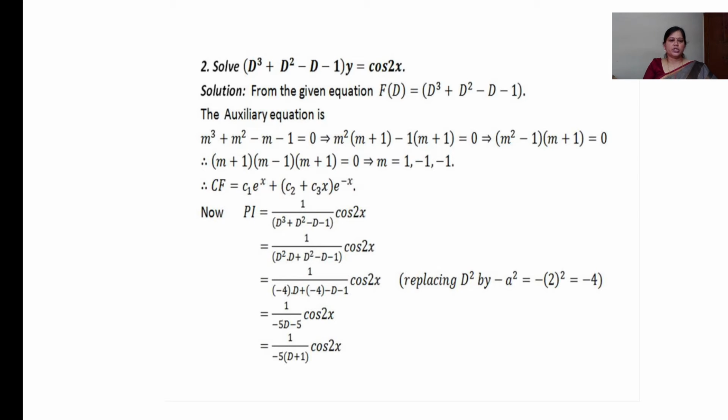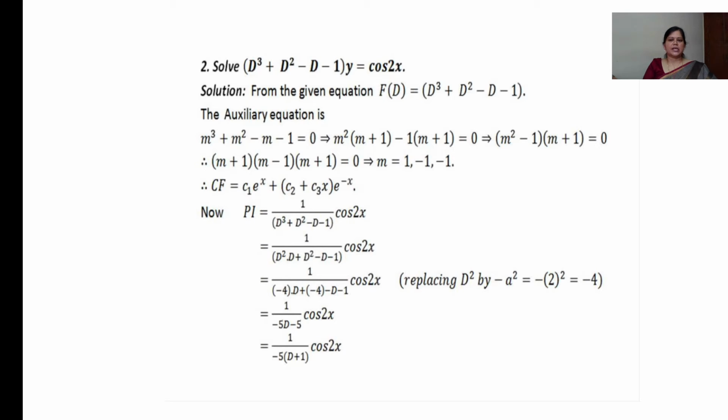So comparing the first two terms, we can take m square as common. So we'll get m square into m plus 1, minus 1 into m plus 1 for the last two terms, taking minus 1 common. So we have m square minus 1 and m plus 1 is equal to 0. So m square minus 1 is equal to 0 means m square is equal to 1. So we'll get m is equal to plus or minus 1.